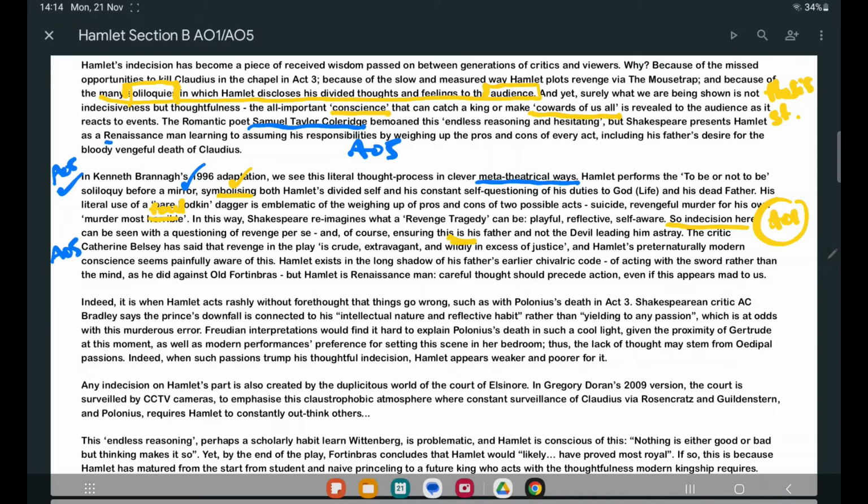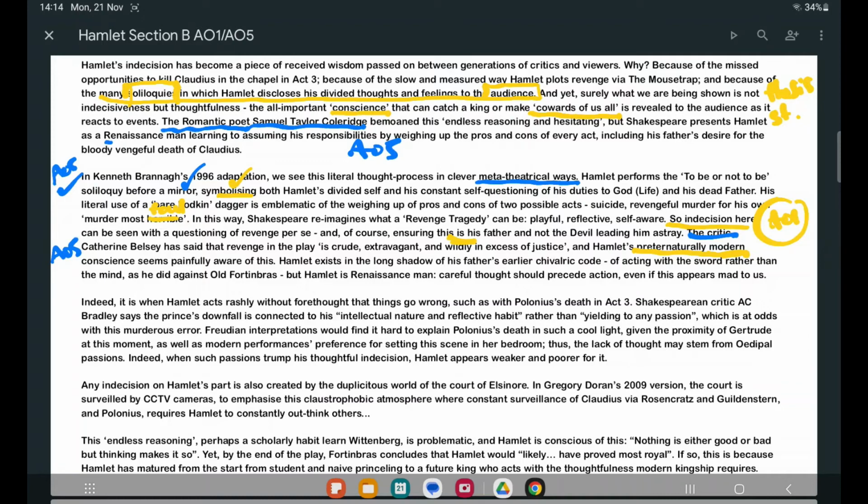And what you'll notice is, like with Coleridge, I introduce my critics, the romantic poet and the critic. I suppose I could call her an academic as well, because she is. And Hamlet's preternaturally modern conscience seems painfully aware of this. So there's that kind of elevated language for AO1, preternaturally, more than is natural, modern conscience, and the idea of modernity there. Hamlet exists in the long shadow of his father's earlier chivalric code of acting with the sword rather than the mind, as he did against old Fortinbras.